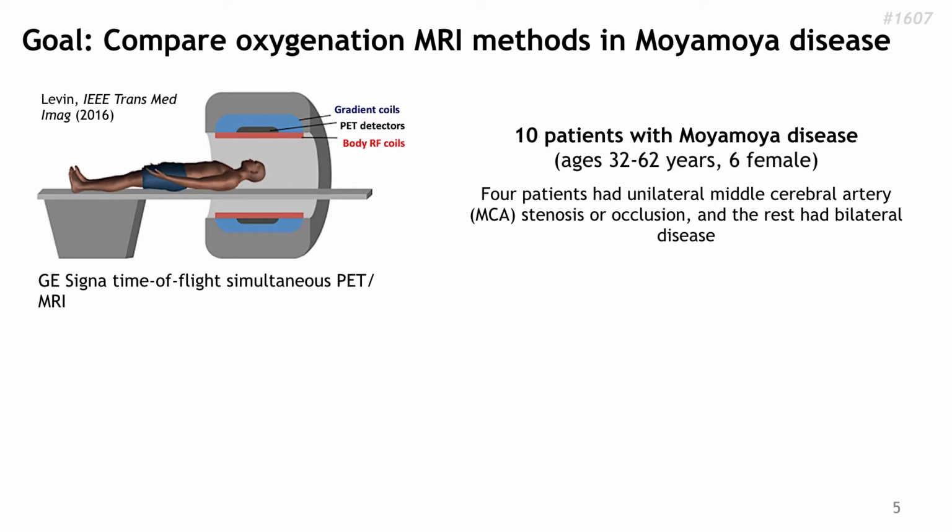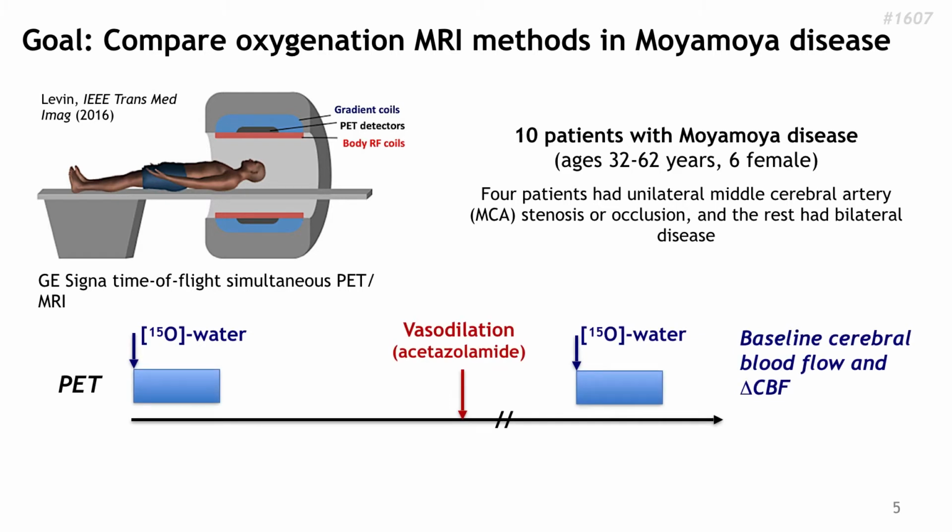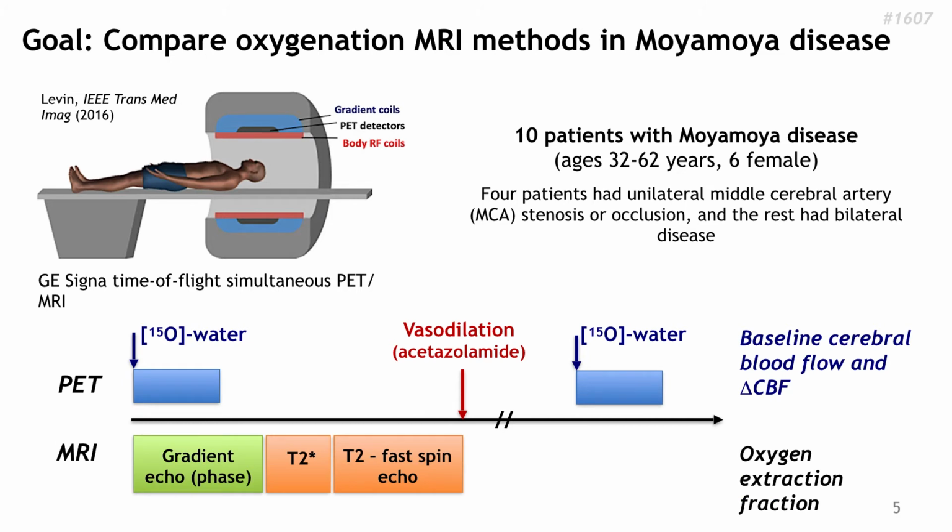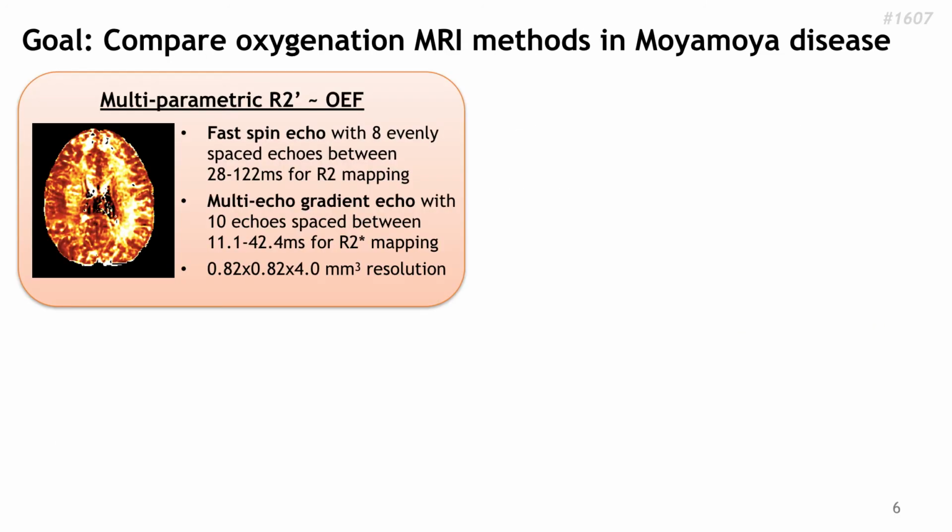We acquired these scans in the 10 patients with PET imaging radiolabeled water at baseline and after vasodilation with acetazolamide. And on the MR side at baseline, we are looking at brain tissue oxygenation in two ways, including multiparametric R2 prime, which is proportional to OEF. This was calculated from separate R2 prime maps from FASPIN echo and R2 star maps from multi-echo gradient echo. So the difference R2 star minus R2 is R2 prime, which provides sensitivity to tissue oxygen extraction fraction.